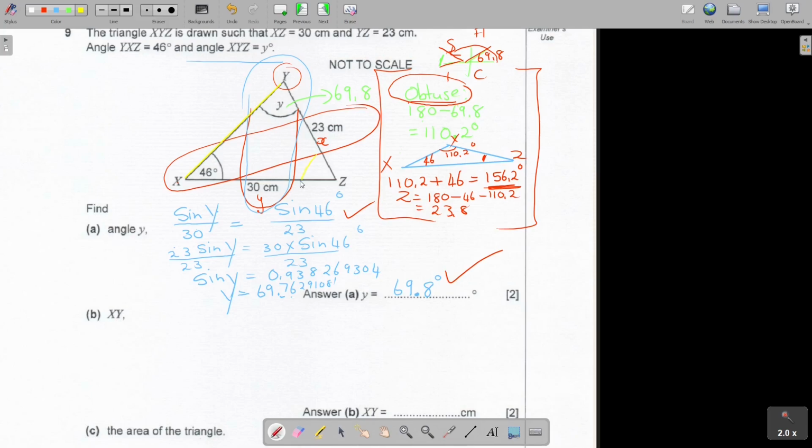Now, how do I find angle Z? To find angle Z, I'm just going to take the 180, because all the angles of a triangle add up to 180. I subtract the 46, and I subtract the one you got now, 69.8. And I got 64.2. And it's very good to just put it in, so that you see you have that.